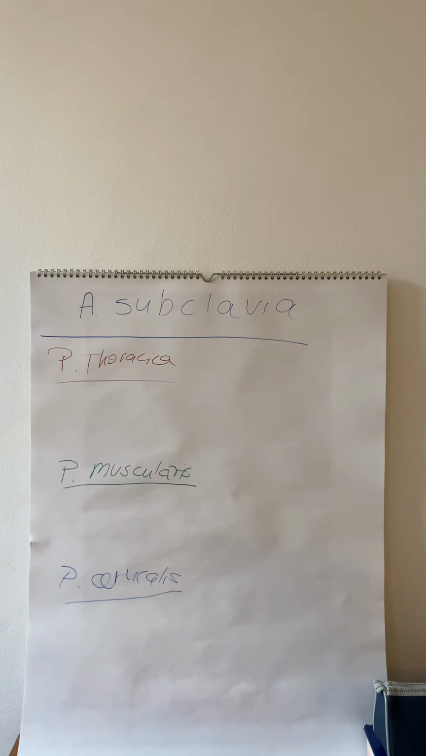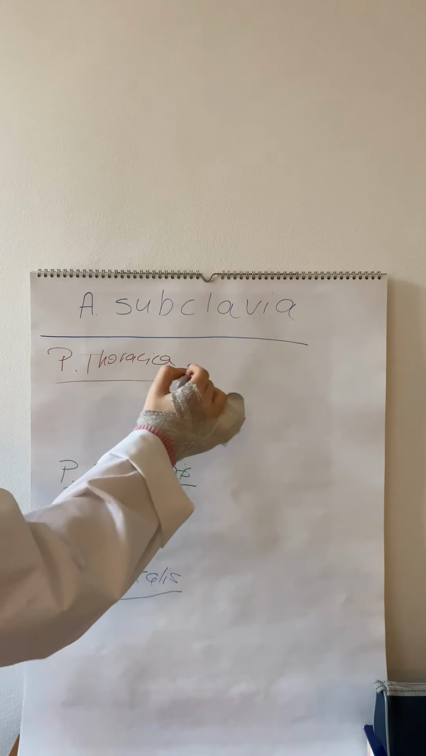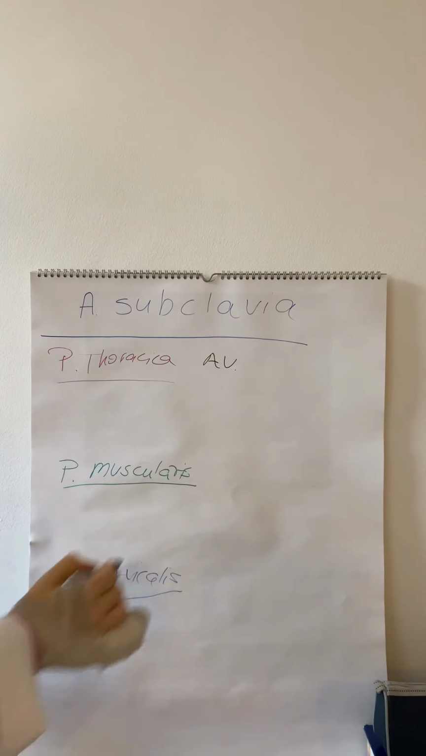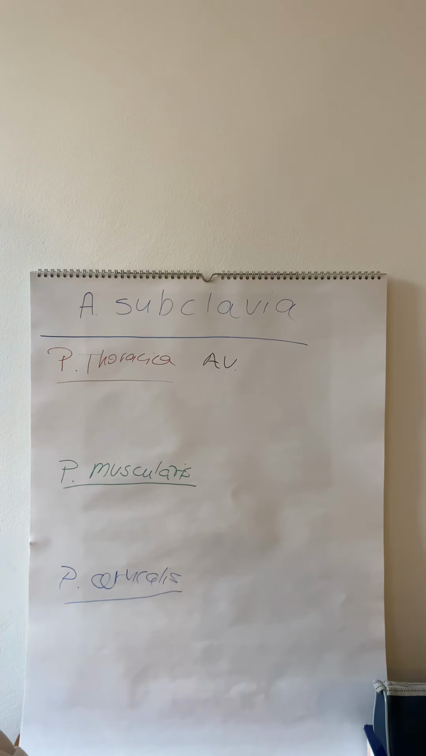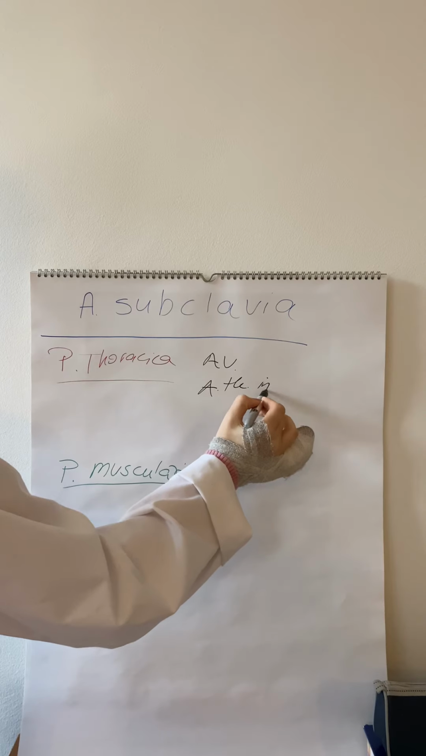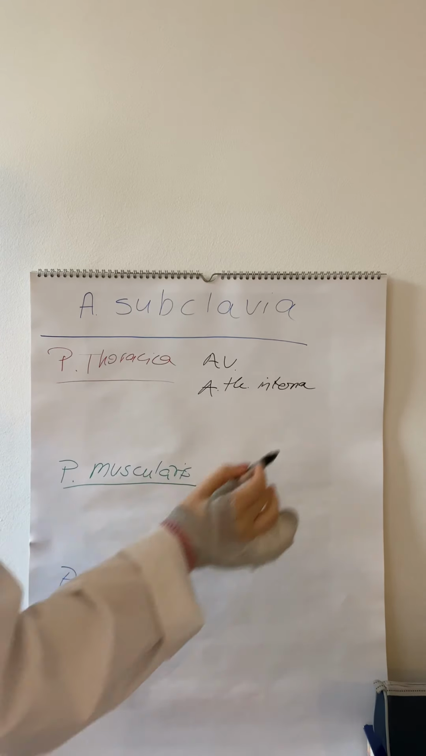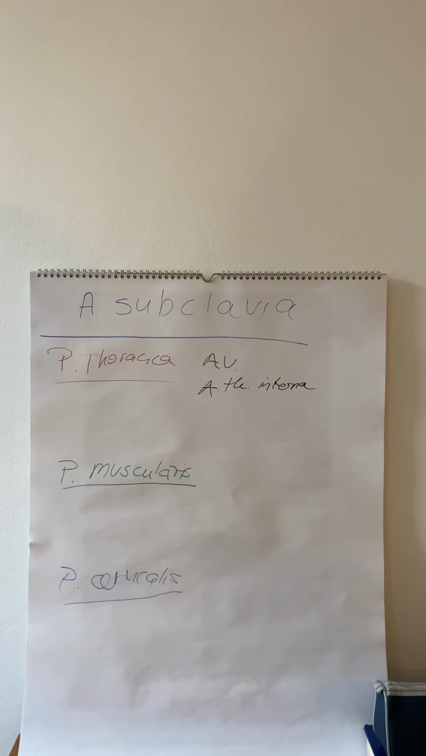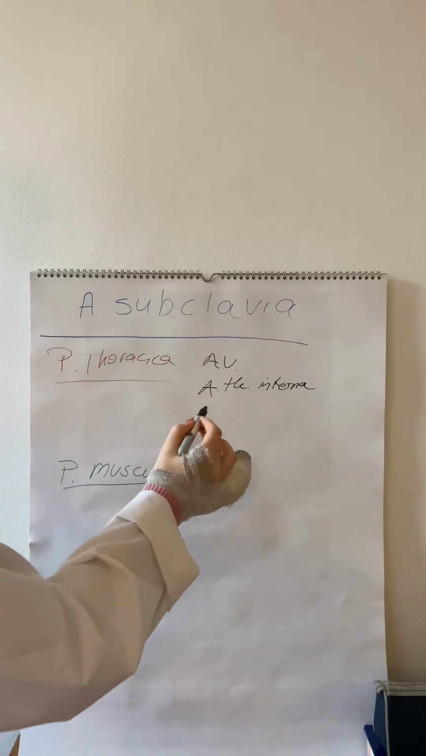So, going back to our Arteria subclavia, the first part, as we mentioned, was the pars thoracica, with the first branch of A. vertebralis. Then we will have the Arteria thoracica interna. The next would be the Truncus thyrocervicalis.